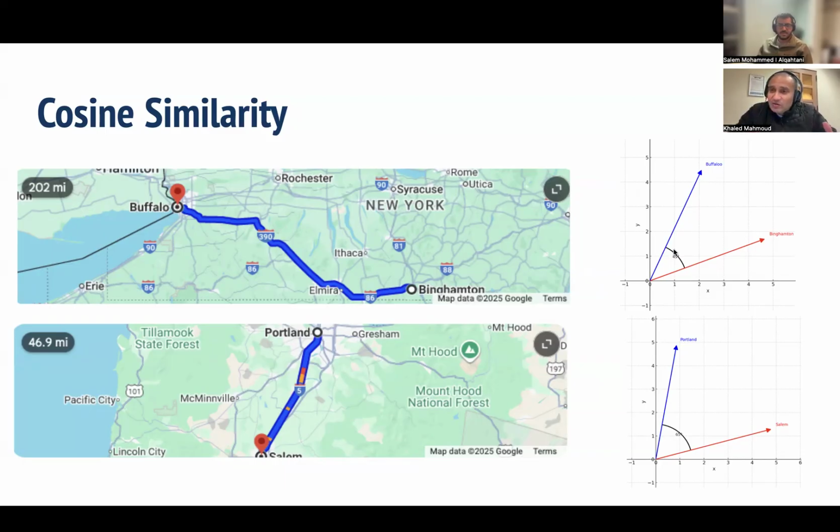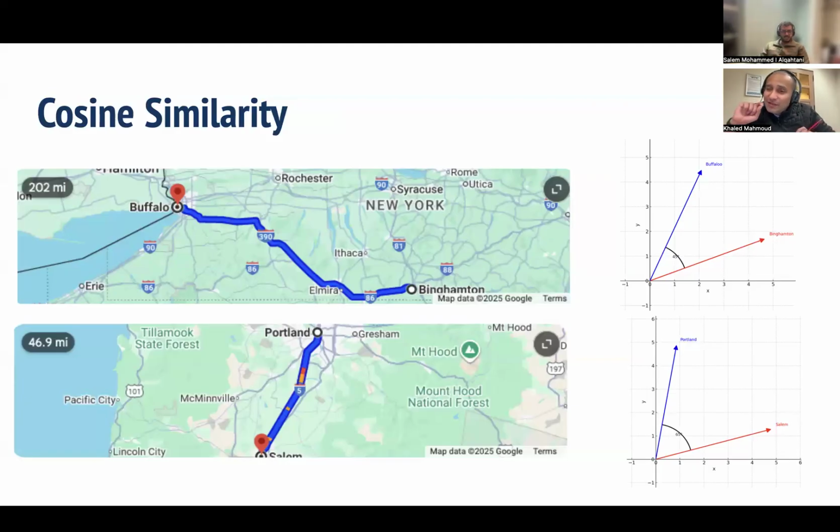Here, an important concept is that a measure of how close or far two vectors are from each other is the angle between them. That's called the cosine similarity. Similar thing, another example for Portland, Oregon, just to reiterate the concept. We can represent Salem as a vector, Portland as a vector, and we measure the angle between them.